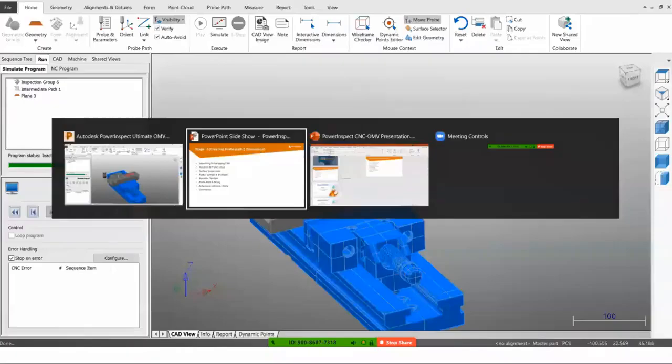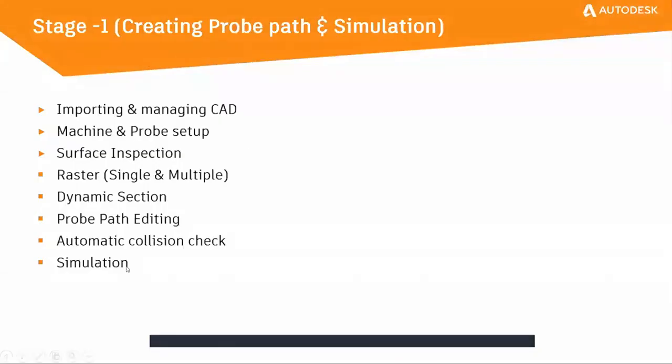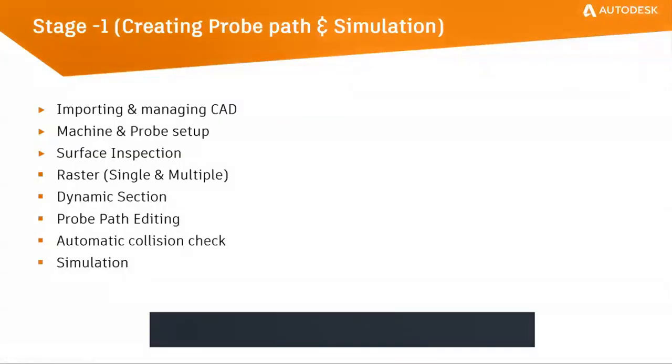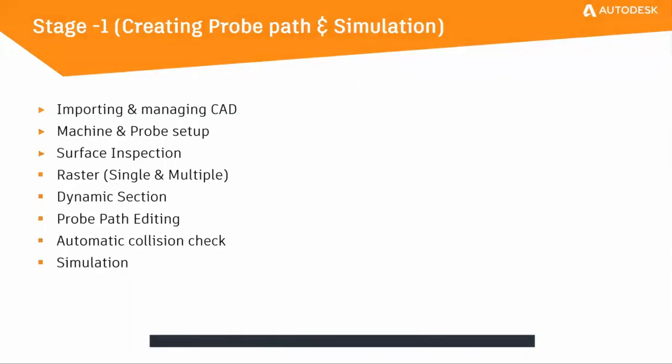So moving to the slide. Here we almost cover all the points. So how to create probe path and simulation. If this stage is covered, then the next stage is how to generate the NC program. So how to generate the NC program?